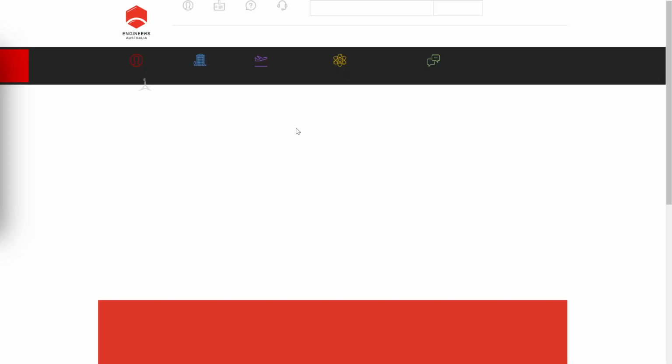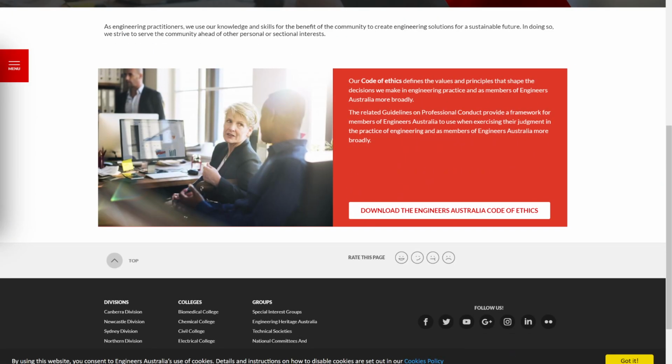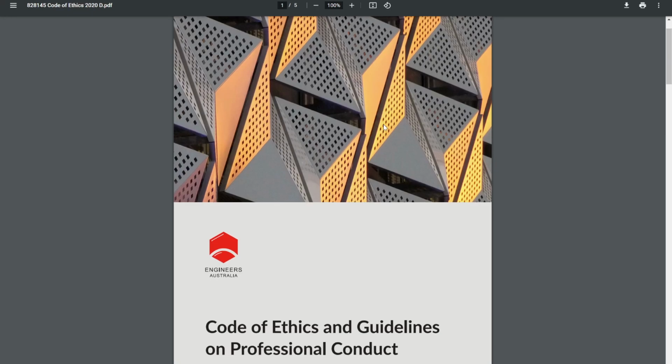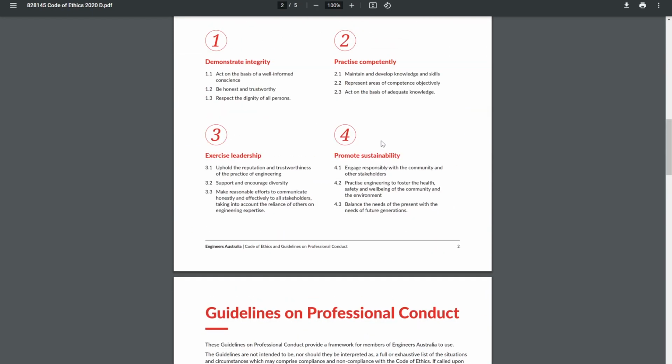Okay, so I have a code of ethics, and I memorized this before I went and did my interview. It's in 4 parts: integrity, competency, leadership, and sustainability. So integrity is don't lie. 2 is only design things that you know how to design. 3 is be a good boss. So don't allow people to bully the person who's different in the workplace. And 4 is sustainability. It's don't destroy the environment. Any 4 of those would be reasonable.